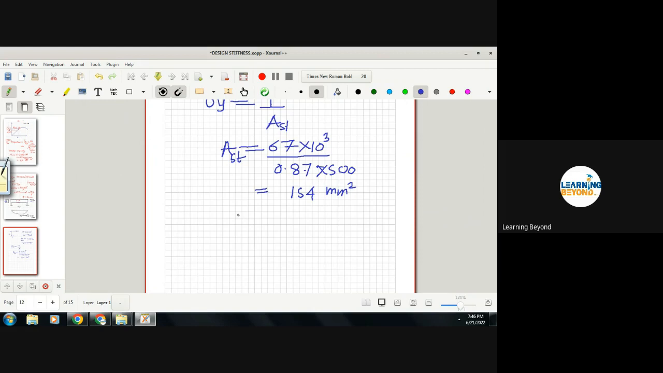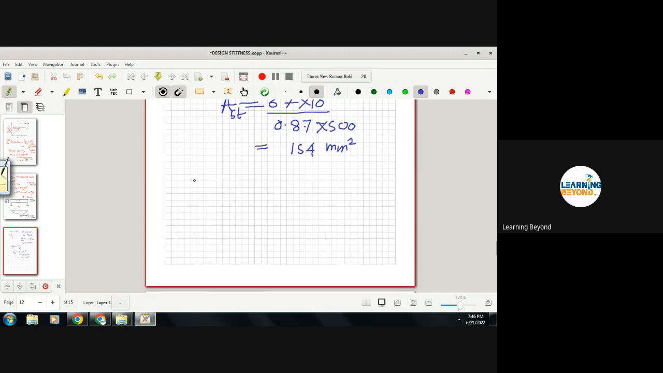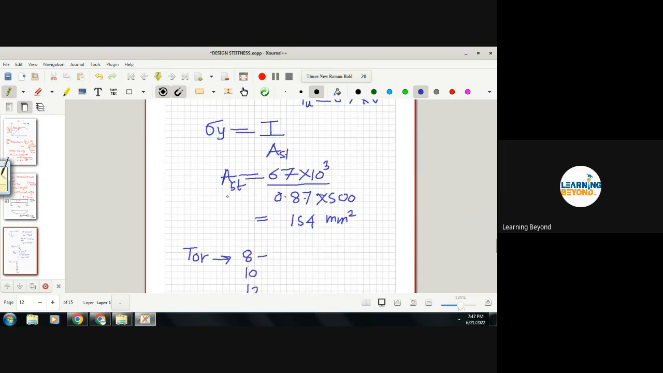If you want to provide the steel in the beam, you should know what diameters are generally used practically. What kind of diameters do we use in design? 8, 10, 12, 16, 20, 25, and 28, though 28 is very rare. These are the main bars we use on site. And this is my AST required for that tension.